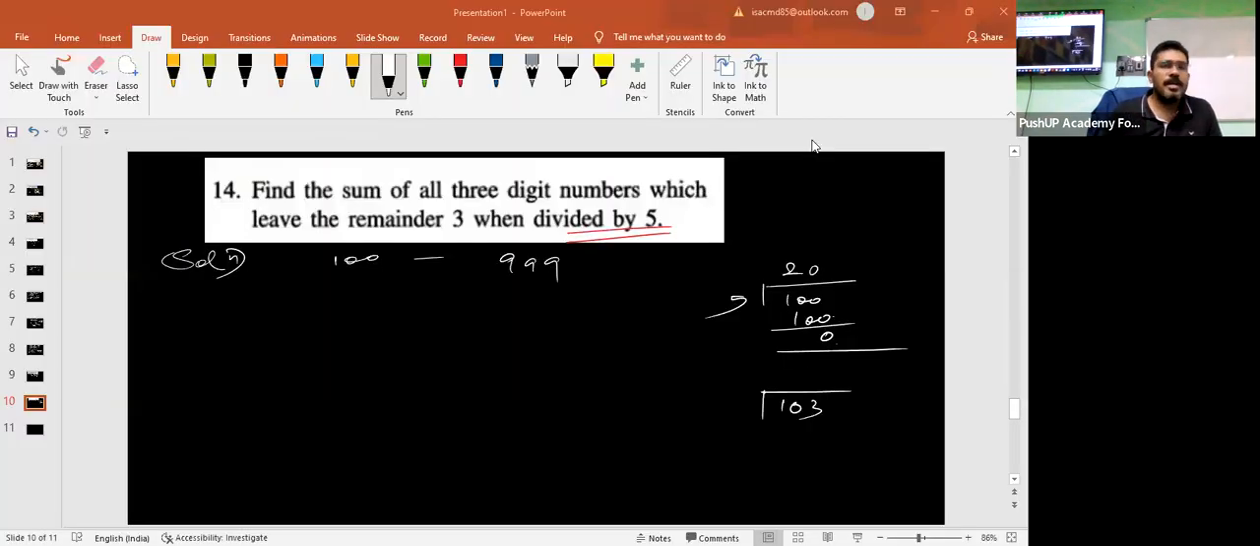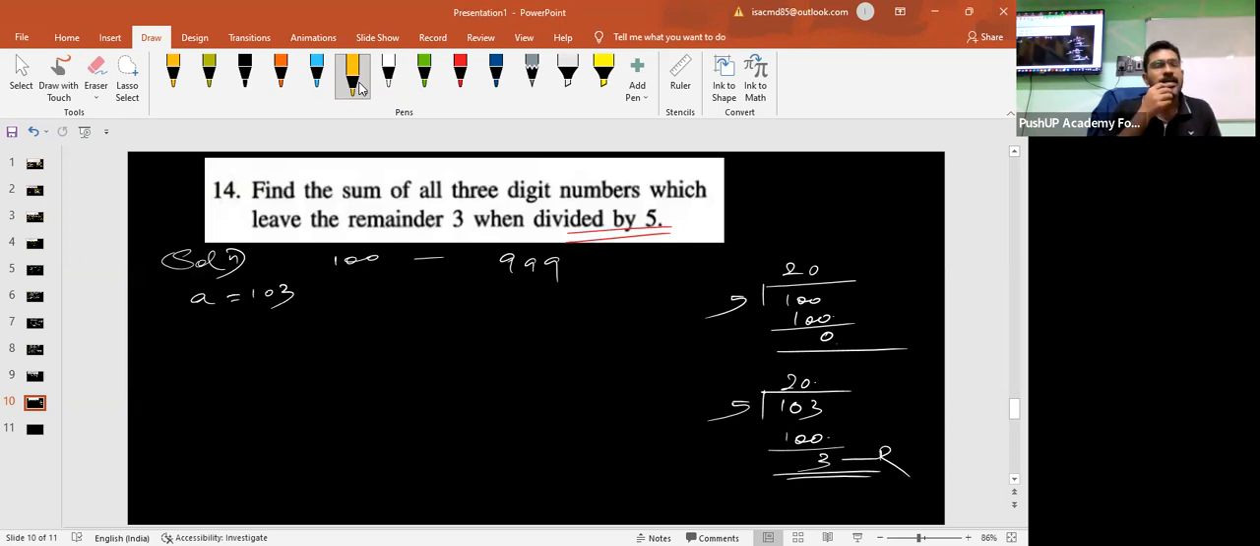The first three-digit number which will leave a remainder of 3 when divided by 5 is 103, because 5 into 20 will give you 100, and the balance is 3. Aren't we getting a remainder 3? Yes. So the first term, A, is equal to 103. Now we have to find the last three-digit number which leaves a remainder 3 when divided by 5. I think the last three-digit number is 999.